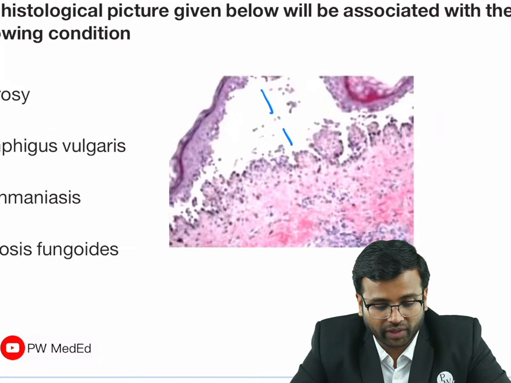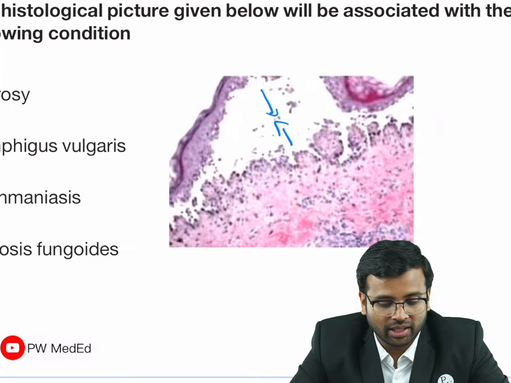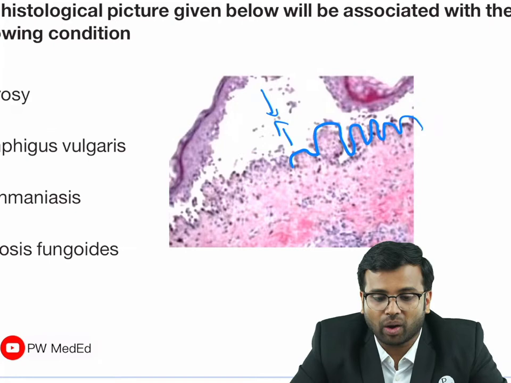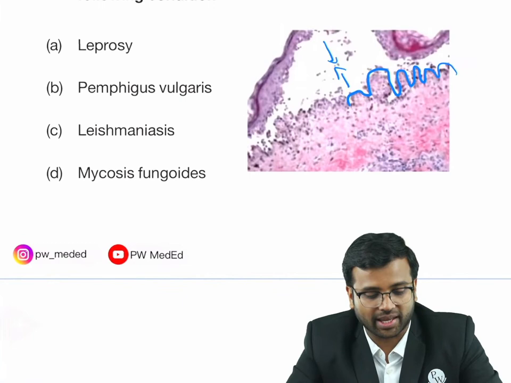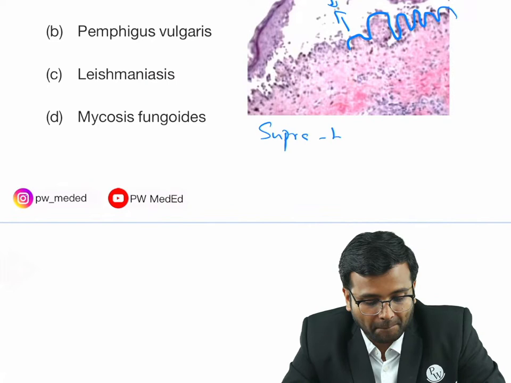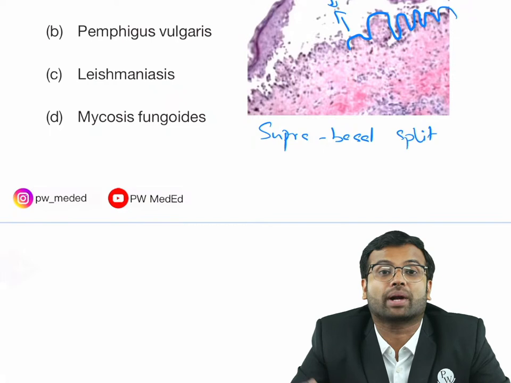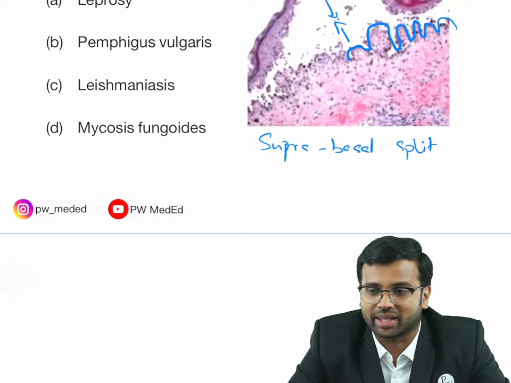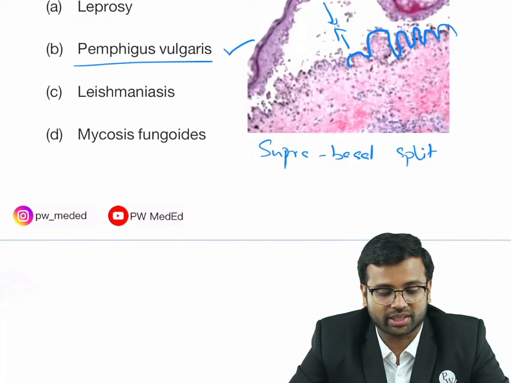So where is the split happening over the skin? So this is the stratum basale, and just above the stratum basale, there is a split that is happening, which means this can be essentially mentioned as a suprabasal split. So this can be mentioned as a suprabasal split. Now in which disease do you see a suprabasal split? Exactly. So this can be seen in pemphigus vulgaris. Very good. This can be seen in pemphigus vulgaris.